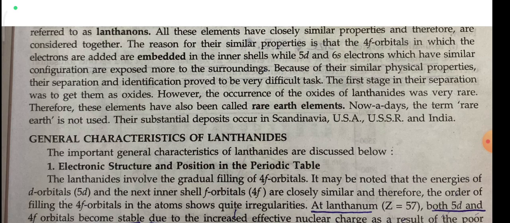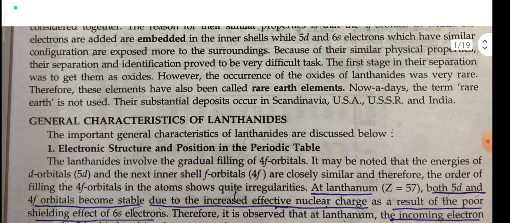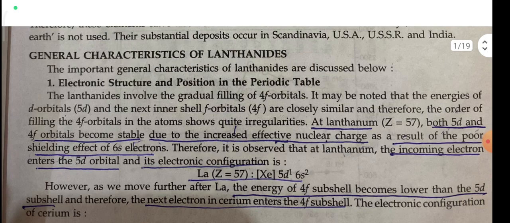General characteristics of the lanthanides. Electronic structure and position in the periodic table. The lanthanides involve a gradual filling of 4f orbitals. It may be noted that the energies of the 5d orbital and the next inner shell 4f orbitals are closely similar, and therefore the order of filling of 4f orbitals in the atoms shows quite irregularities. At lanthanum, Z equals 57, both 5d and 4f orbitals become stable due to the increased effective nuclear charge as a result of poor shielding effect of 6s electrons.